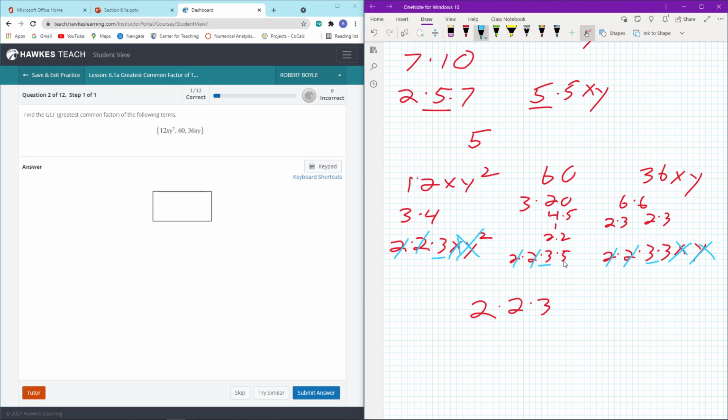Notice that in the second term we have a 5, but we don't have one in the first or third term, so that is out. And finally, we have a second 3 here, but we only have one 3 here and one 3 here, so that one is out. So these are our common factors. And if we multiply them together, we will get 12, which will be our greatest common factor.